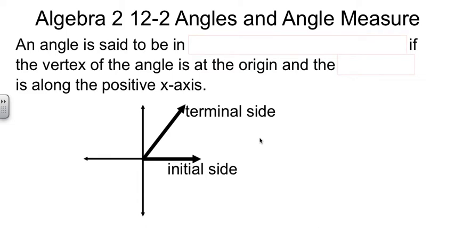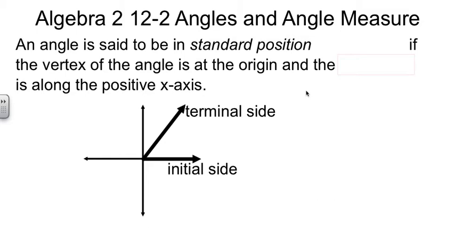This is Algebra 2, Chapter 12, Section 2, in which we will study angles and angle measure. You already know some about angle measure because you know angles are measured in degrees. We're also going to learn about the other way that is commonly used to measure angles, and we'll get to that in a little bit here.